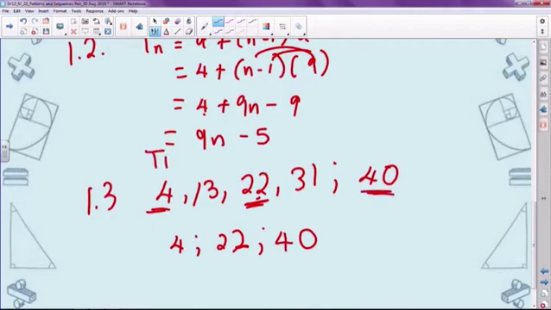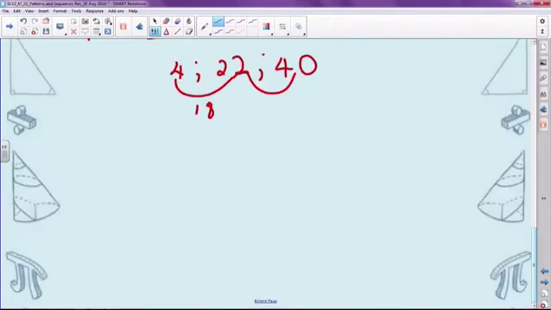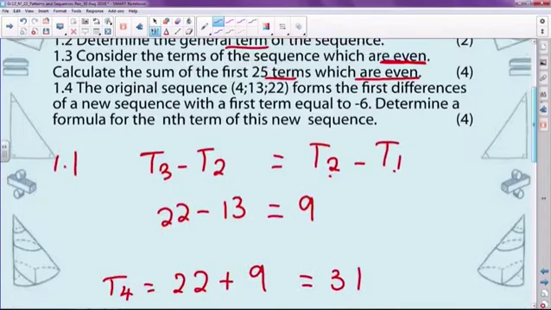So term 1, 3, and 5 from the original sequence make up term 1, 2, and 3 of the even numbered sequence. All right. And so I can see to get from 4 to 22, there's a common difference of 18. And then to get from 22 to 40, there's also a common difference of 18. So certainly we are dealing with an arithmetic sequence once again.